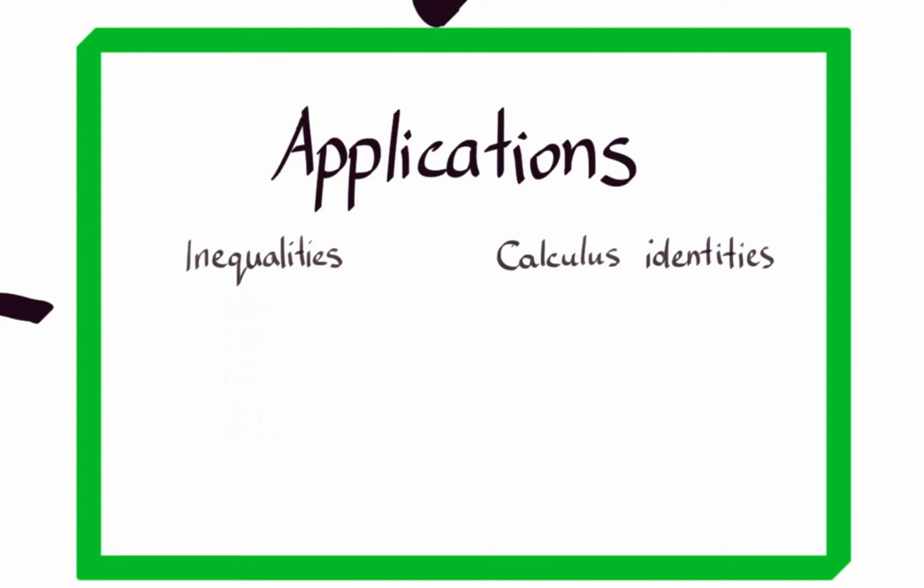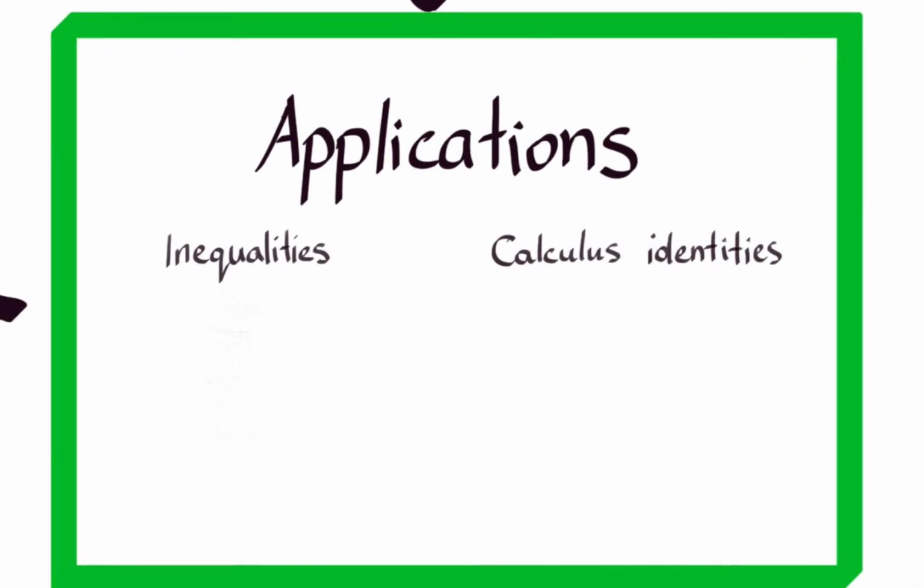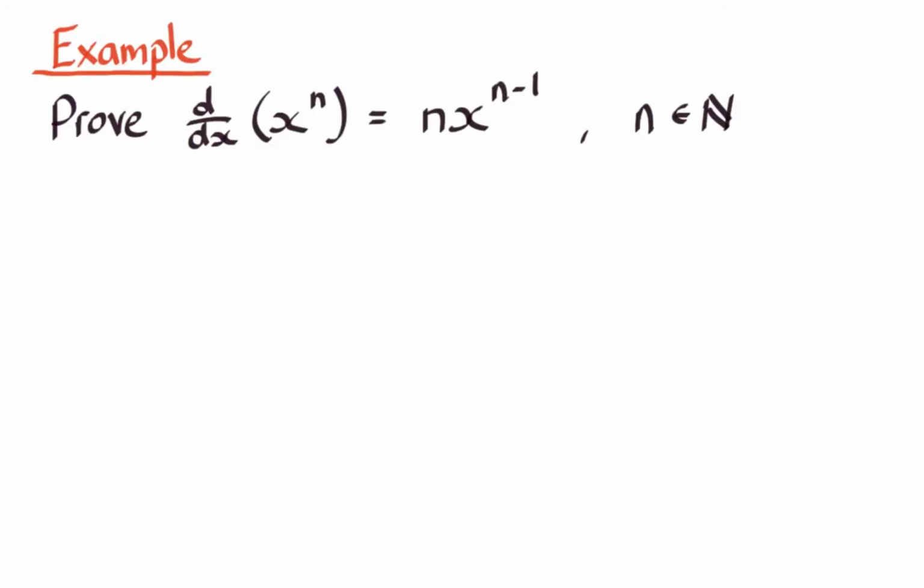Alright, now on to calculus identities. So how can we use mathematical induction to prove a specific calculus identity? We're going to focus on one of the first calculus identities that you saw. That is, the derivative of x to the n is n outside times x to the power of n minus 1.